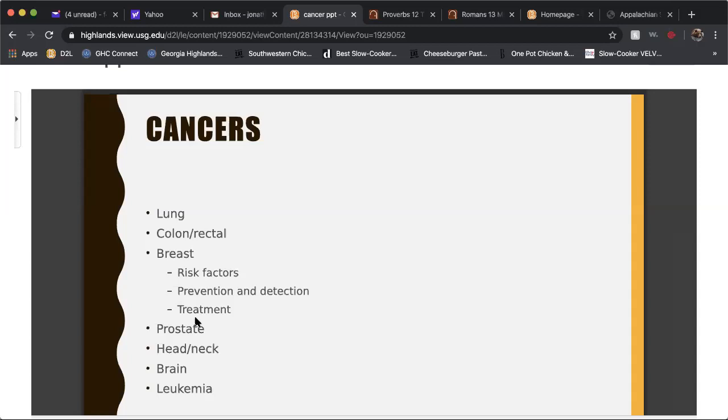Even though genes play a big role and you can be tested for these genes, realize that just because you have tested positive for the genes that are likely to develop breast cancer doesn't mean that you will develop it. It means that we want to take a proactive approach in preventing it and detecting it, but it doesn't mean that necessarily that's going to happen.